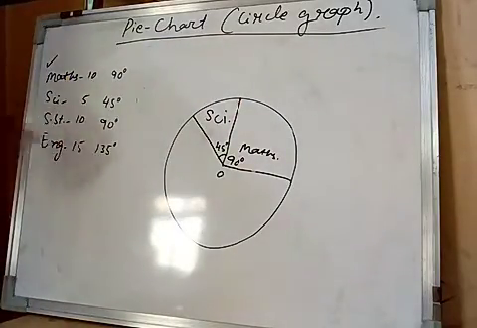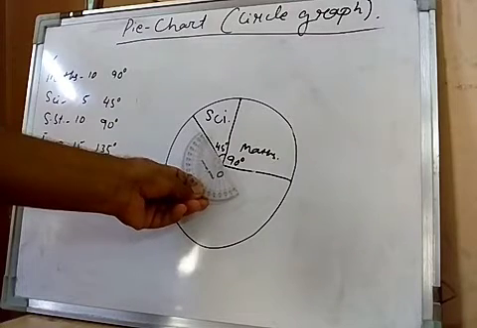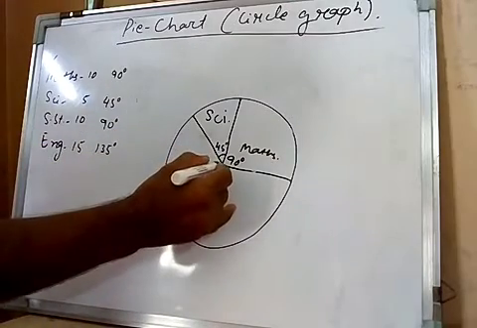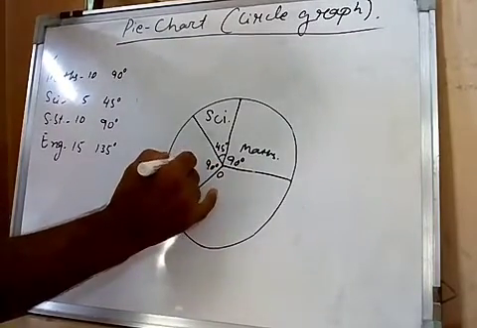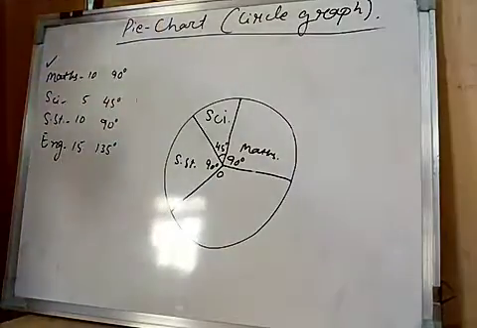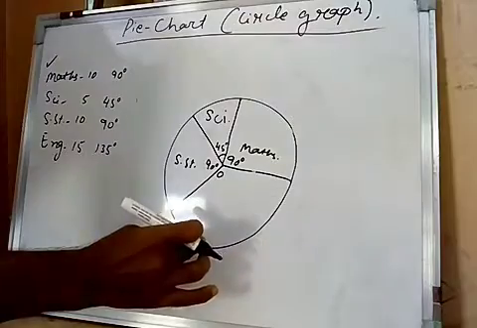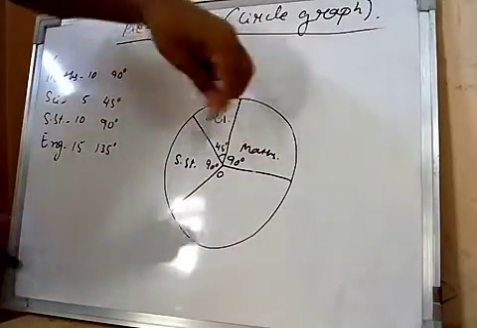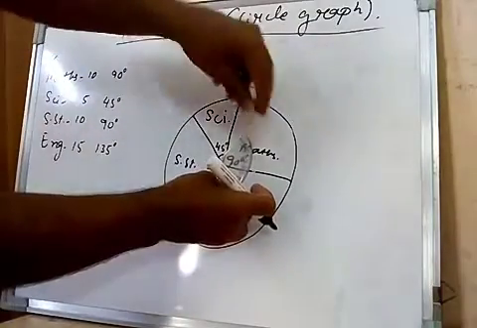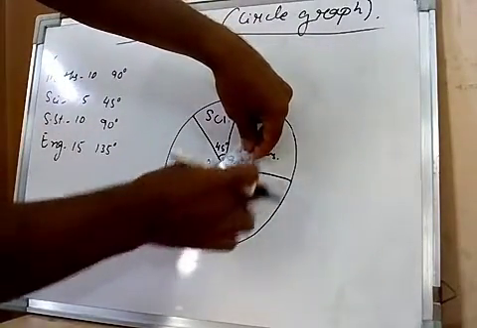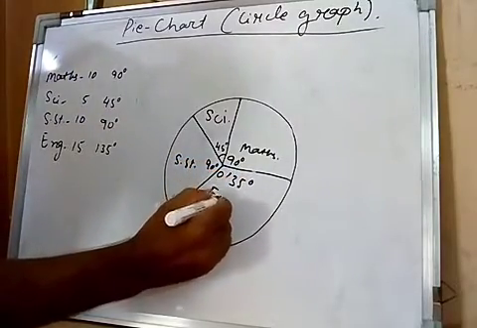Now for social study, 90 degrees. So by putting the protractor here, we can make 90 degrees. So this point is 90 degrees. So this one is social study. Now for English, what is remaining? 135. Up to here it is 90 degrees. Then by putting the compass here, we can make 135. So we can write 135 degrees for English.